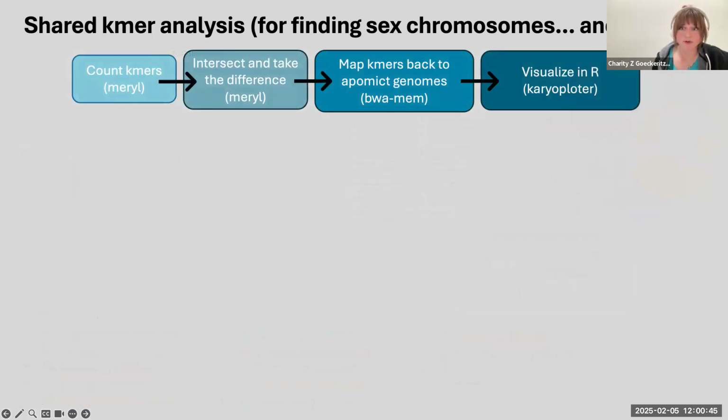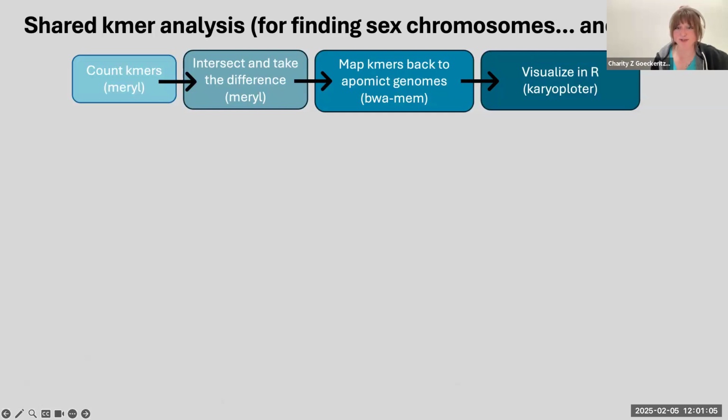But the basic steps for this pipeline were: you count k-mers in all of the individuals, and I found the ones that the 5 apomicts shared, then compared those k-mers to the 12 sexual individuals using Mercury's difference function. And then I simply used BWA-MEM to map them back to our apomictic genome assemblies to see where they lie and visualize the results in R.